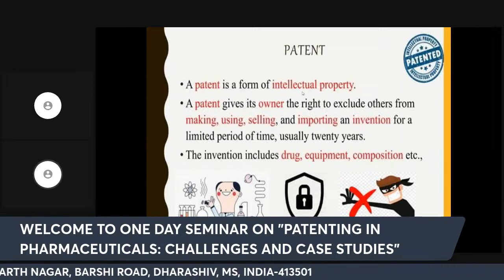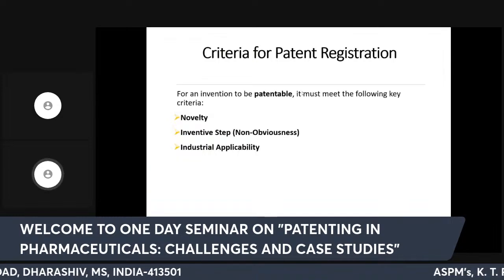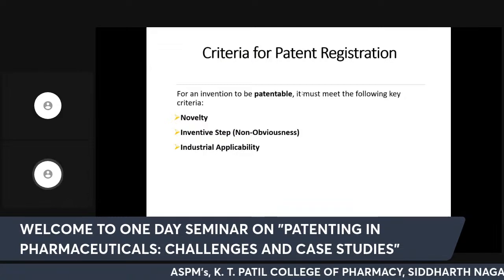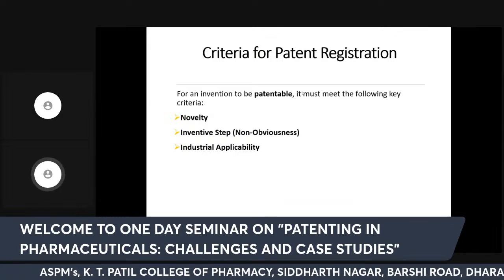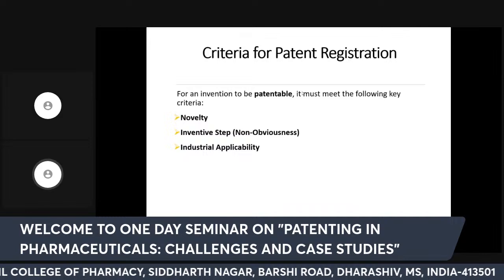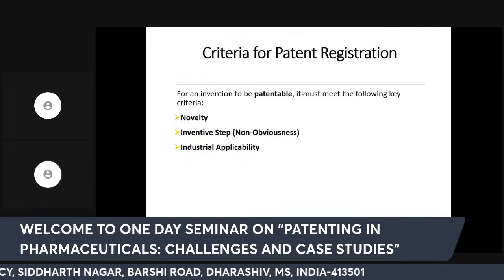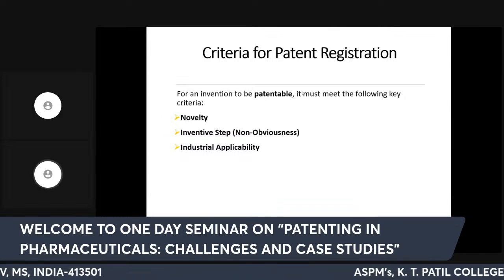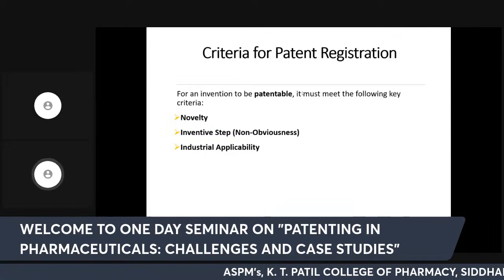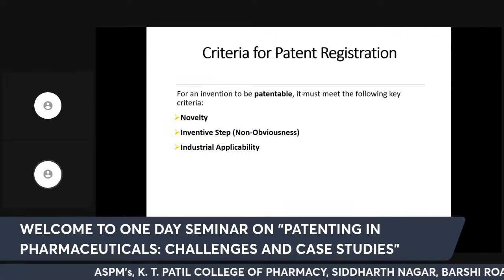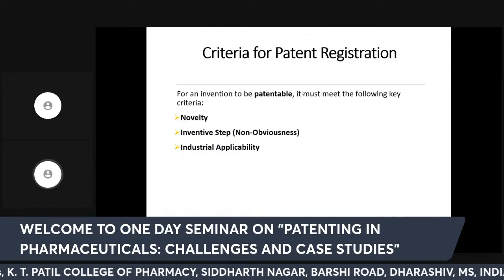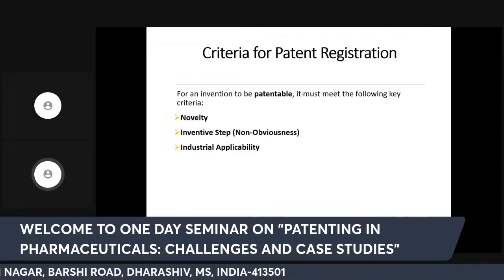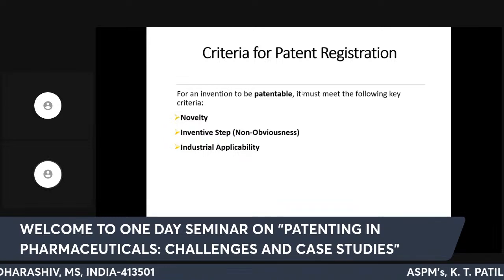So now let's begin with the criteria for registration. For an invention to be patentable, it must meet the following key criteria. So what are the key criteria? First is novelty. Now, what does novelty mean? The invention must be new and should not be disclosed or published anywhere in the world before the filing date. Inventive step. There should be an inventive step in the invention. The invention must not be obvious to a person skilled in the relevant field of technology. It must involve a significant improvement over existing technology.